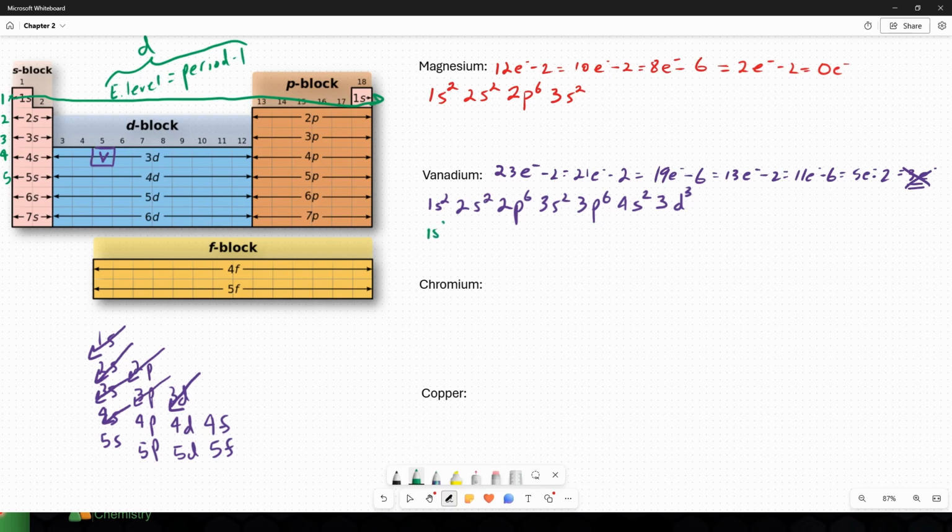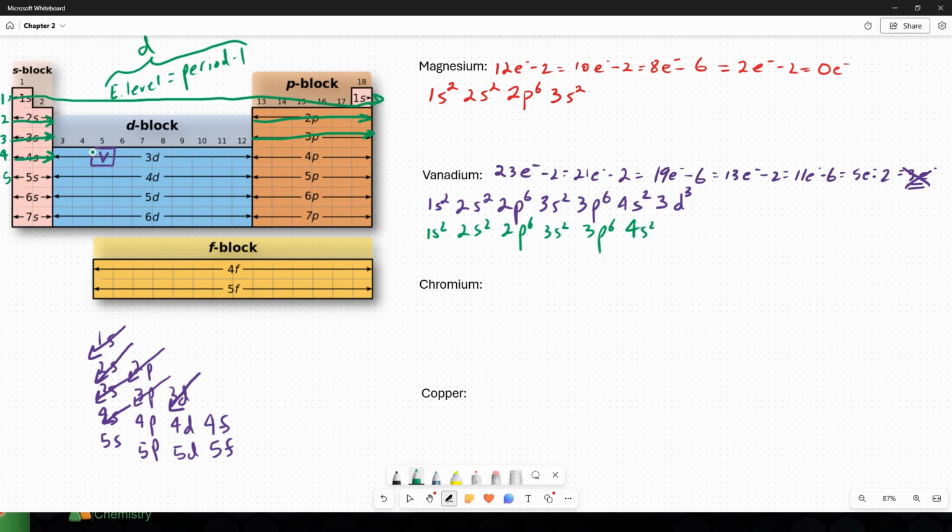So we have 1s2. Then 2s is the next one. Again, we read it like a book, top to bottom, left to right. So 2s, and we go through both of those elements. So 2p, and we go through all 6 of the elements, so 2p6. 3s, and we go through both of those elements, so 3s2. 3p, and we go through all 6 of the elements, so 3p6. 4s, going through both of the elements in the S block, so 4s2.